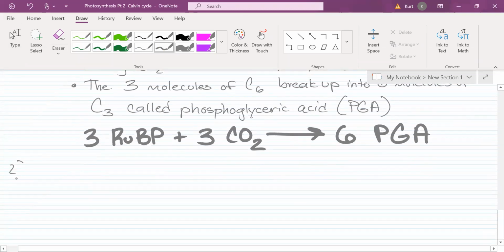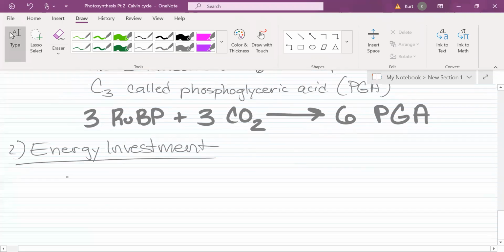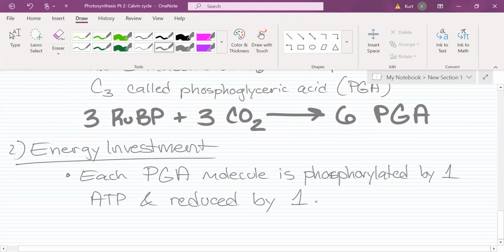Part 2, energy investment. In the energy investment stage, listen up. Each PGA molecule is phosphorylated by 1 ATP and reduced by 1 NADPH.